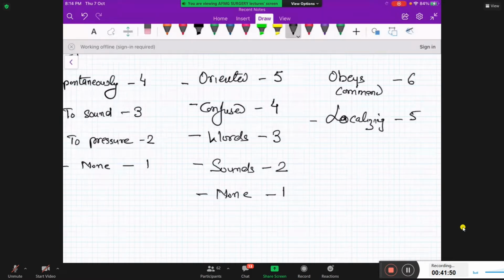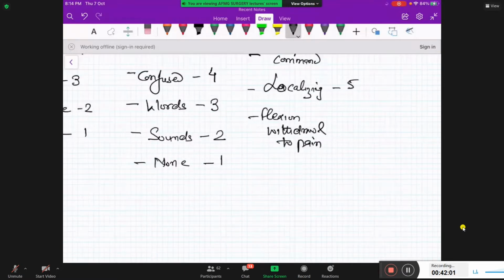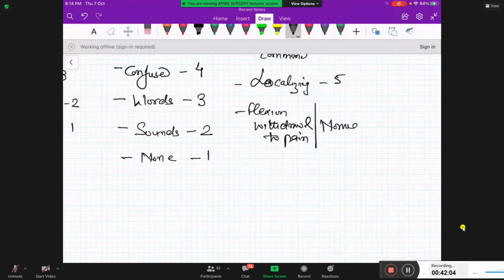If the patient is doing a flexion withdrawal to pain, which is also called normal flexion. What is flexion withdrawal to pain? आप यहाँ pressure लगा रहे हैं, you are applying pressure here, and patient is not able to reach here. Localizing means reaching here. Withdrawal to pain means he is trying to take your hand off from here, but he is not being able to reach here. He is attempting to remove this like this.